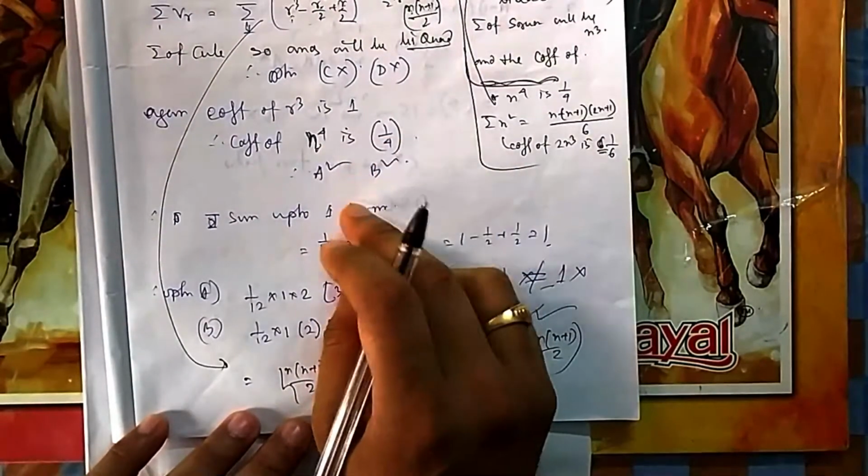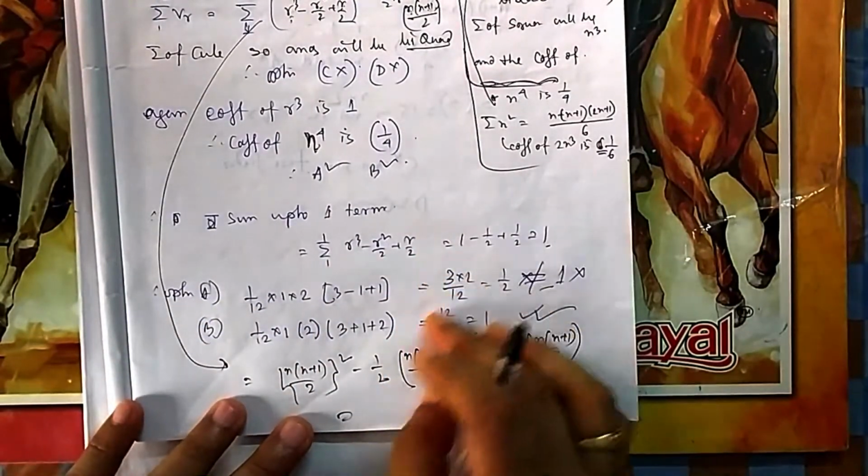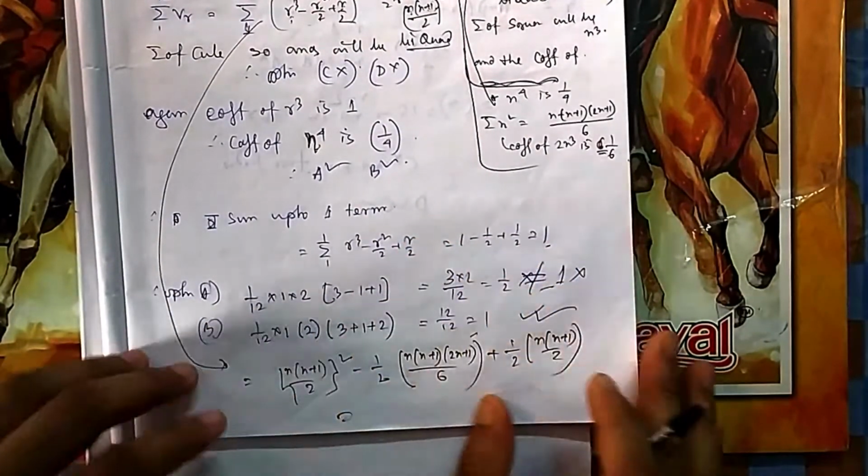See what are the coefficients of n to the power 4. What will happen if you put n equal to 1, n equal to 2, so that you can eliminate some options. You are left with only one option.